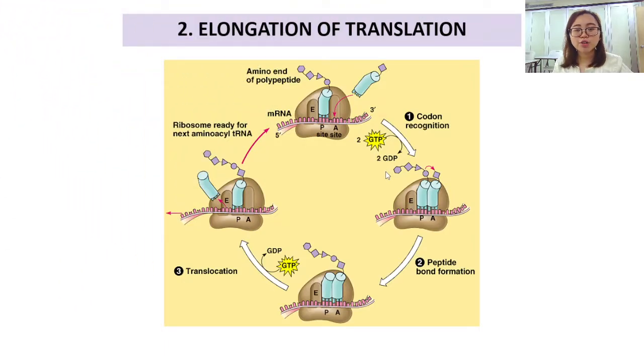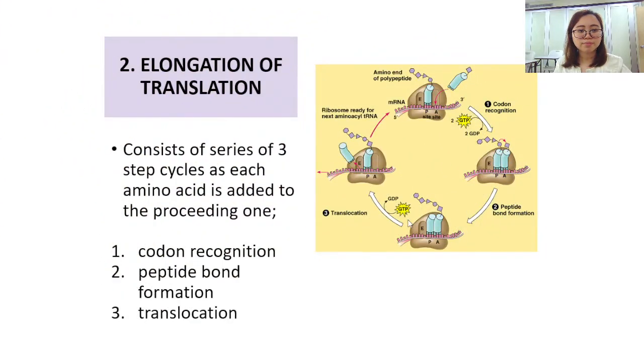Okay, we are going to go into the next stage of translation, which is elongation. This one will be a cycle. So let's look at it section by section. Elongation of translation consists of a series of 3-step cycles as each amino acid is added to the preceding ones. Setiap kali kita tambah satu amino acid, kita ulang satu kitaran. Kitaran ini melibatkan codon recognition, peptide bond formation, and translocation.